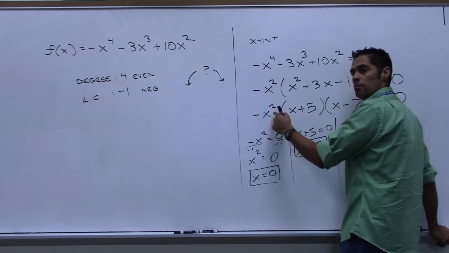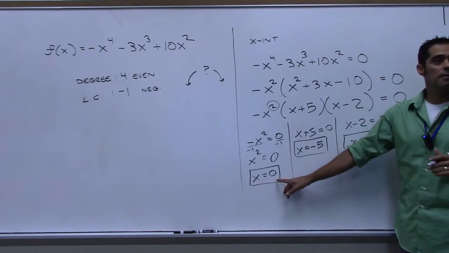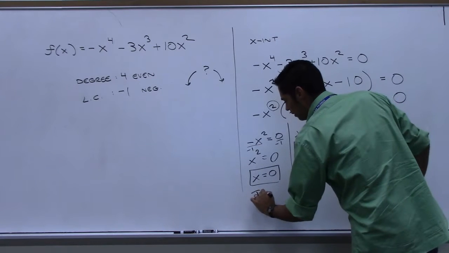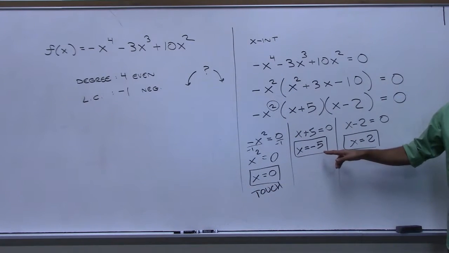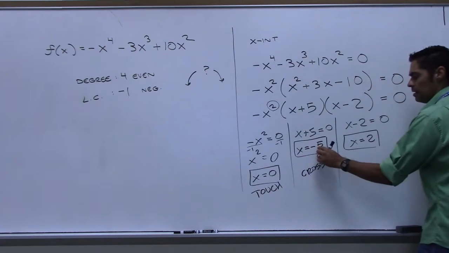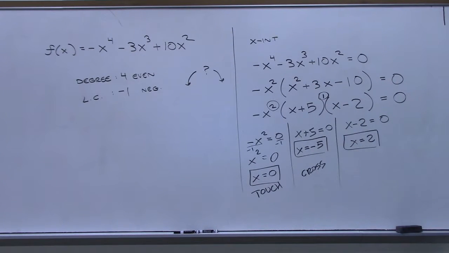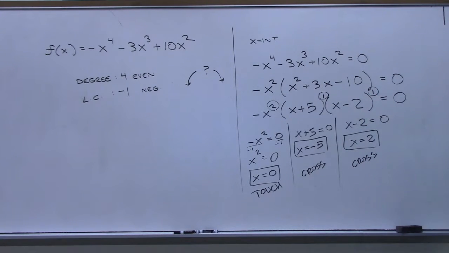The 0 or the 2? The 2. Okay, so this power is telling us that this 0 is going to what? When we get there, we're going to do what? Touch. So we're going to touch here. And then cross. We're crossing here because this 0 came from this factor. The power on that factor is 1. And then same thing on this one, right? Crossing here.